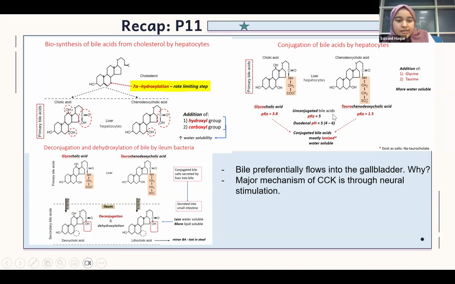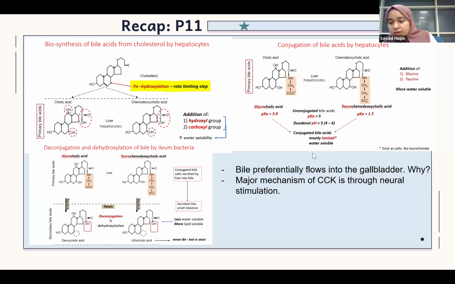Okay, now these are taken to the duodenum, where they are either deconjugated through the bacteria or converted into secondary bile acids. Secondary bile acids are called deoxycholic acid and lithocholic acid.